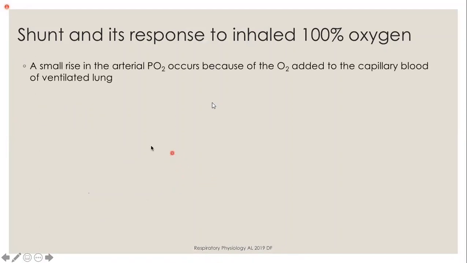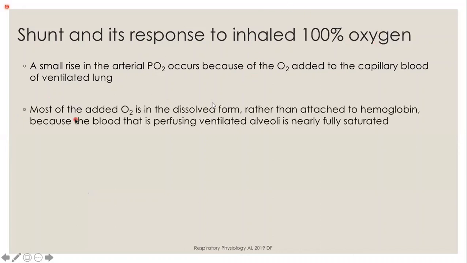So there would be a small rise, as I said, in the arterial partial pressure of oxygen because of the oxygen that is added to capillary blood of the ventilated lung when somebody is given inhaled 100% oxygen. But most of this added oxygen is in the dissolved form rather than attached to hemoglobin, because the blood that is perfusing ventilated alveoli is nearly fully saturated by the time the blood traverses the distance of the pulmonary capillary.